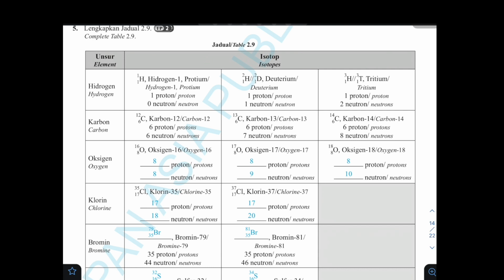Hydrogen juga dia wujud dalam bentuk 3 1H. Ataupun nama lainnya adalah tritium. In 3 1H, it has a 1 proton and 2 neutron.